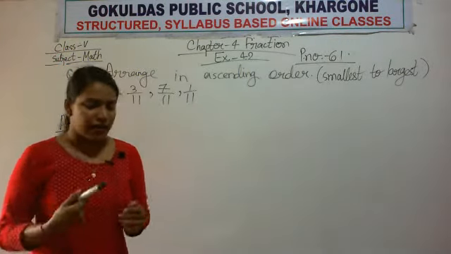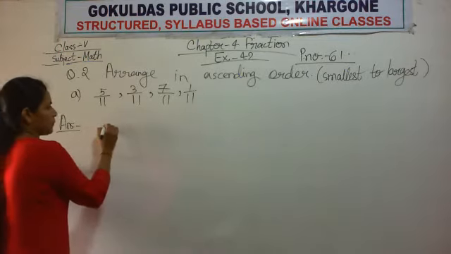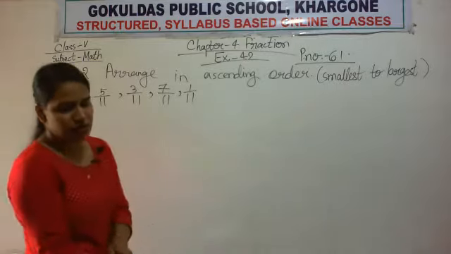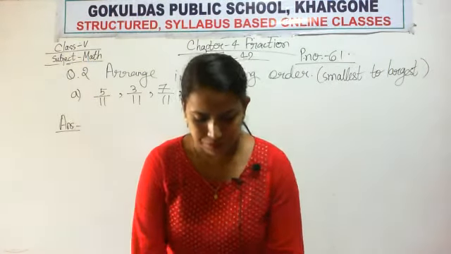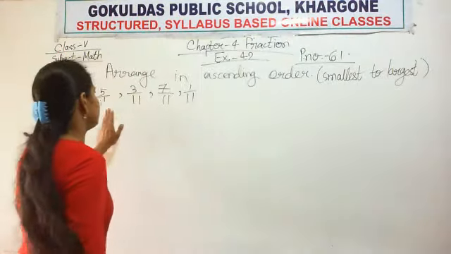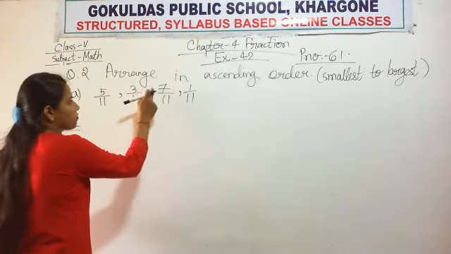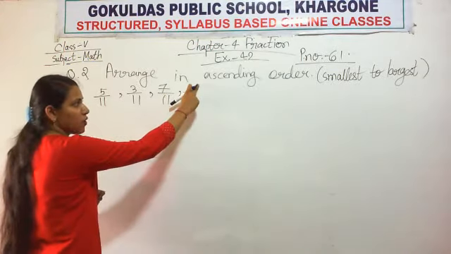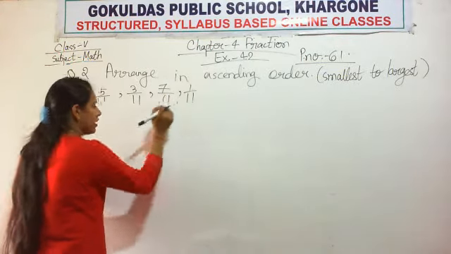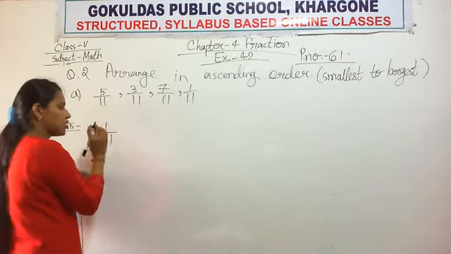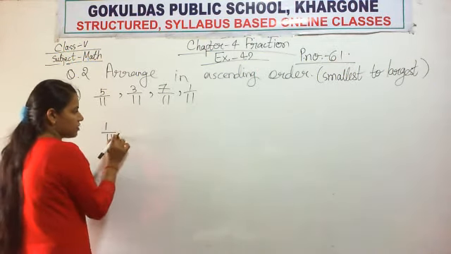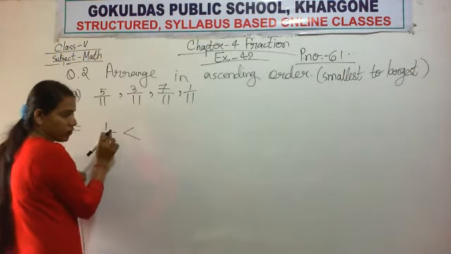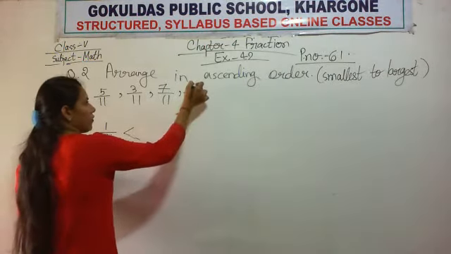So how do we compare like fractions? If denominators are equal, we compare like fractions by comparing the numerators. Which one is the smallest numerator here? 1 is the smallest numerator. So 1 upon 11 is the smallest fraction. It is the smallest, so I am putting a smaller sign, this closed mouth sign, towards 1 upon 11. Okay. Now it has been done.